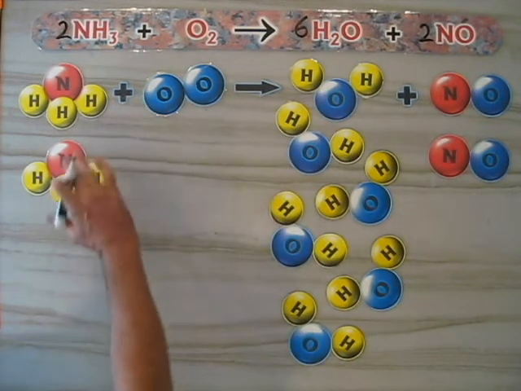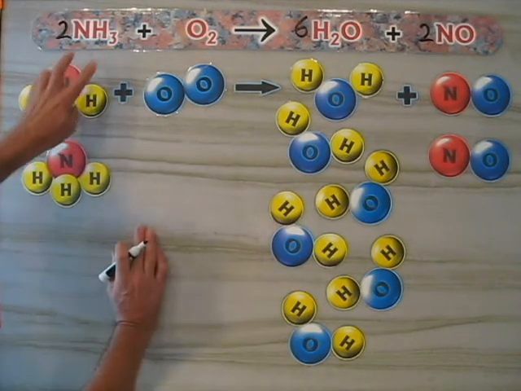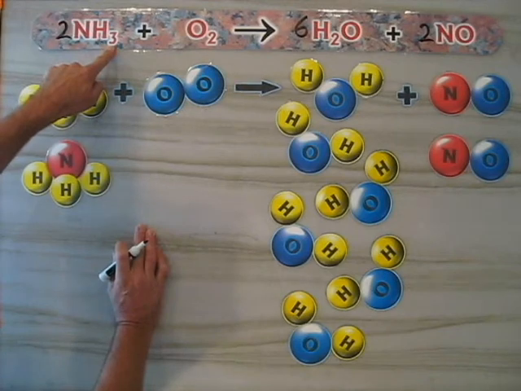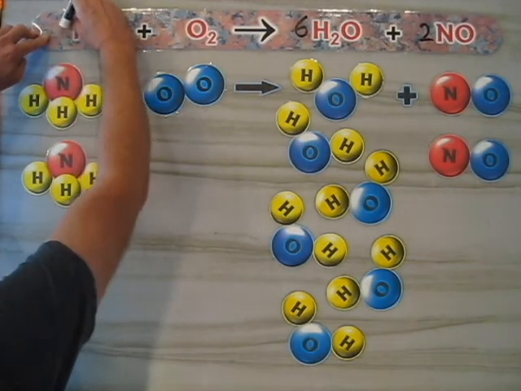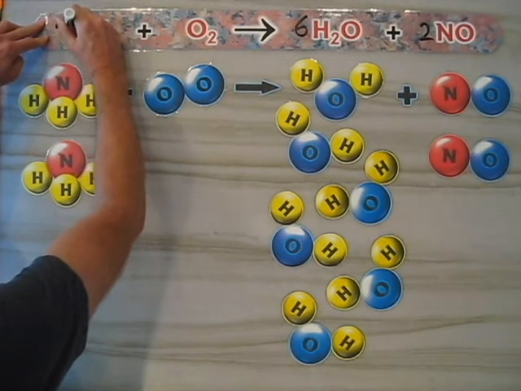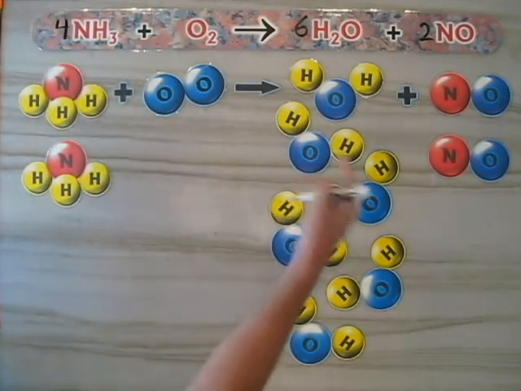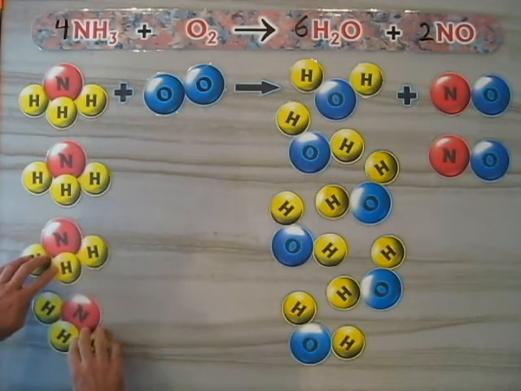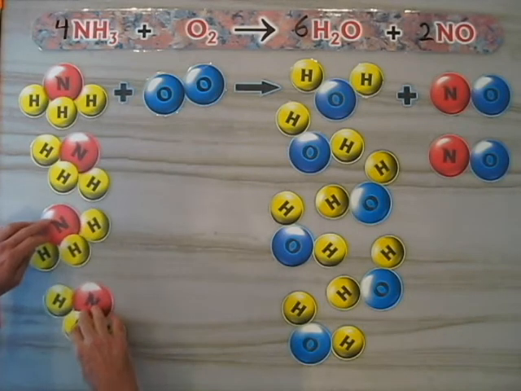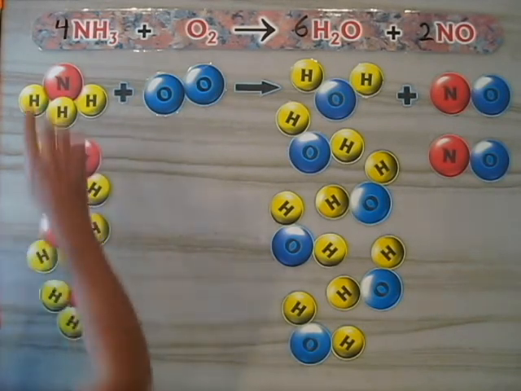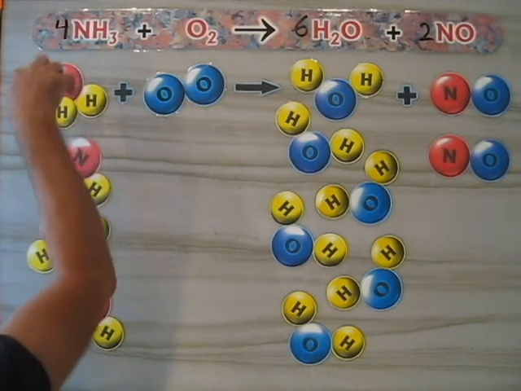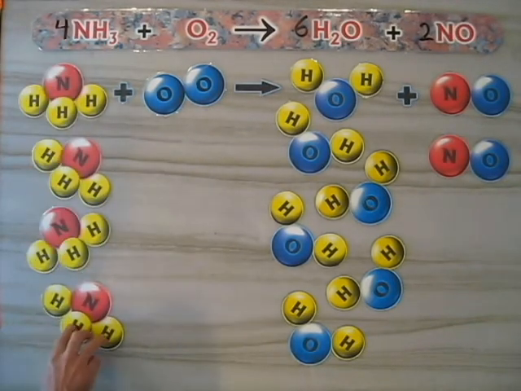Well, how am I going to get 12 hydrogen over here? Well, what do I have to multiply the 3 by to get 12? I have to multiply it by a 4. So I'm changing this to a 4 now, kind of doubling it. A lot of times when you double one thing, you have to double other things too. So again, notice I have to cram these in here. So now we've got 4 ammonia molecules, which gives me 12 hydrogen. 3, 6, 9, 12 hydrogen.